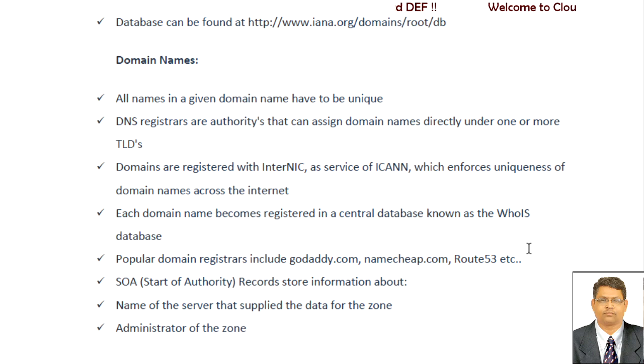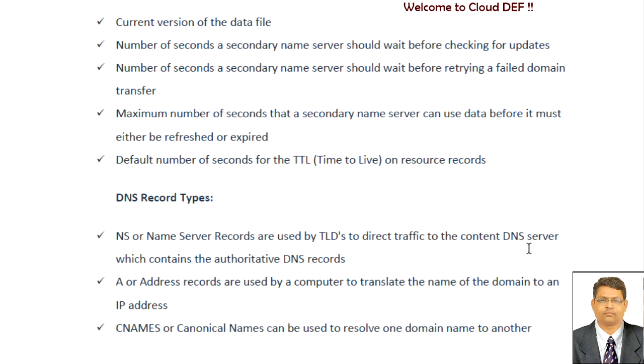Popular domain registrars include GoDaddy.com, Namecheap.com, Route 53, etc. SOA, Start of Authority, record stores information about: Name of the server that supplied the data for the zone. Administrator of the zone. Current version of the data file.